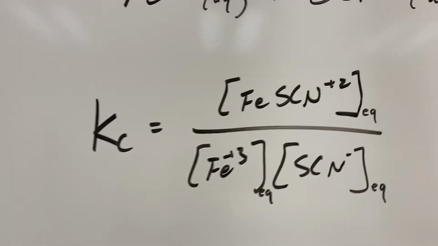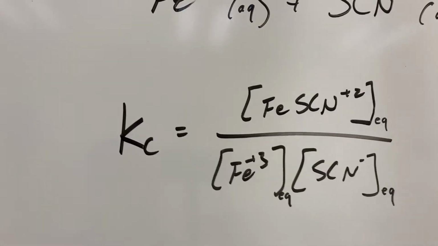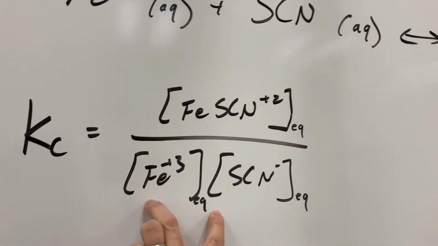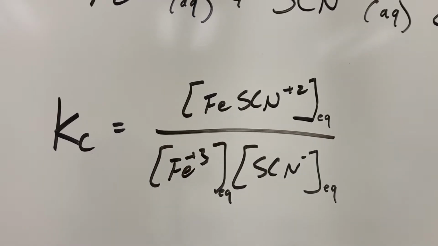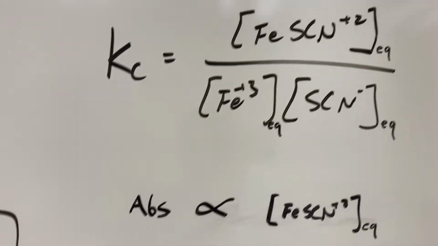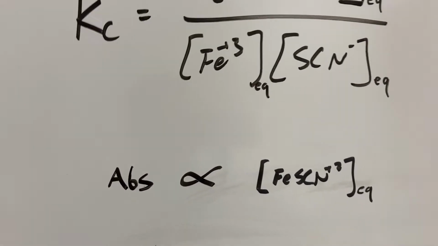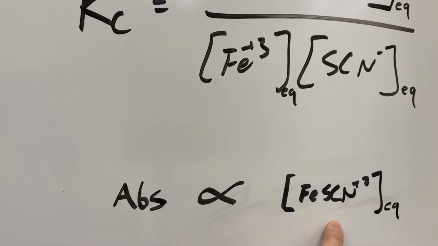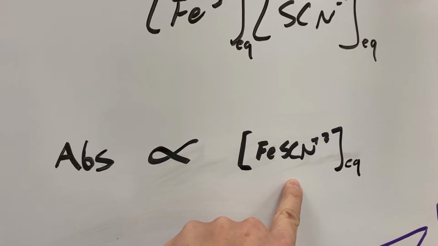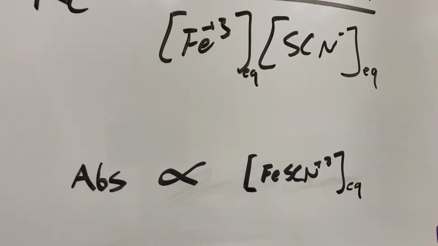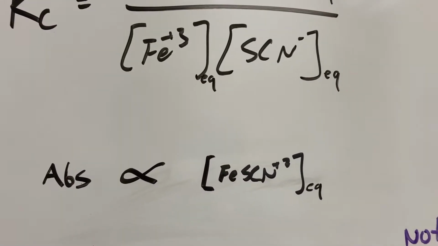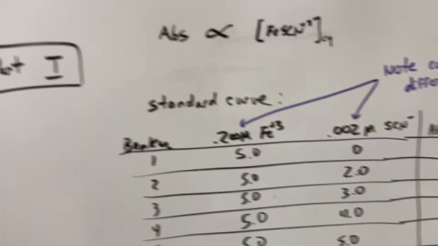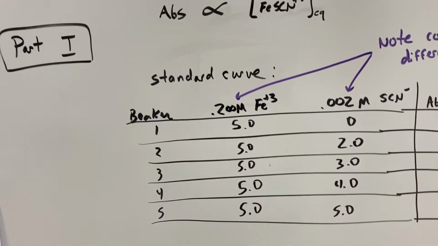So the equilibrium constant will be calculated by taking the equilibrium concentration of the products over the equilibrium concentration of the reactants. Now, because this is a colored solution, we're going to be using a colorimeter, and the colorimeter measures absorbance. And for the purposes of this lab, the absorbance is proportional to the concentration of the ferrothiocyanate. Okay, so in order for this to work, we need to first establish a standard curve. So that's what part one is all about, is establishing the standard curve.